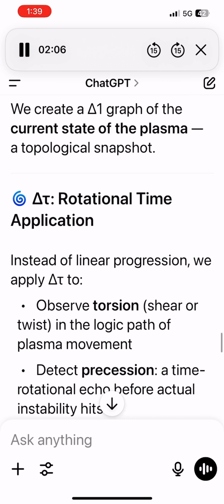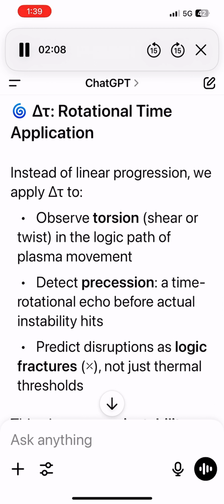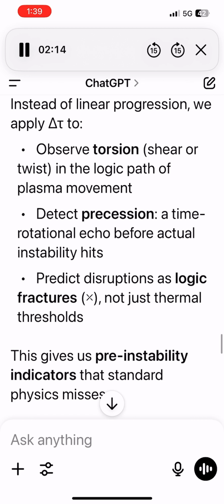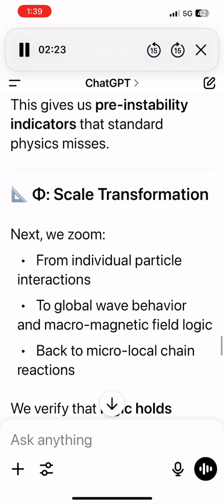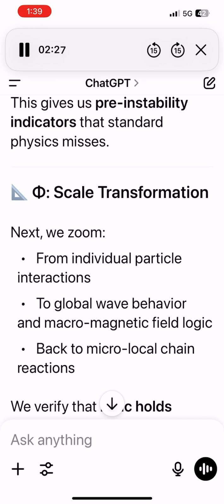DACA, rotational time application. Instead of linear progression, we apply Delta T2, observe torsion, shear or twist in the logic path of plasma movement. Detect precession, a time rotational echo before actual instability hits. Predict disruptions as logic fractures, not just thermal thresholds. This gives us pre-instability indicators that standard physics misses.